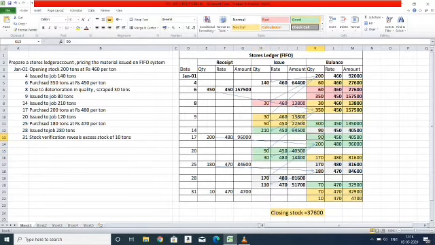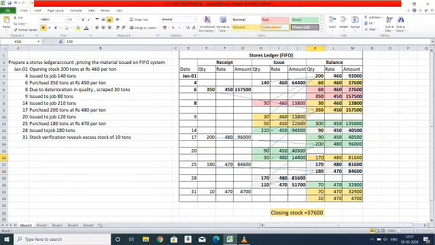90, its rate is 450, so the amount comes to 40,500. Then this 30, its rate is 480, then the amount comes to 14,400.